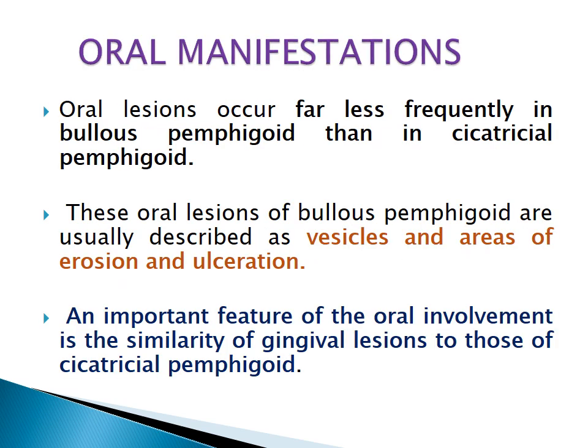Next, I'll tell you about the oral manifestations. Oral lesions occur far less frequently in bullous pemphigoid than in the cicatricial type of pemphigoid. These oral lesions of bullous pemphigoid are usually described as vesicles and areas of erosion and ulceration. An important feature of the oral involvement is the similarity of gingival lesions to those of cicatricial pemphigoid.